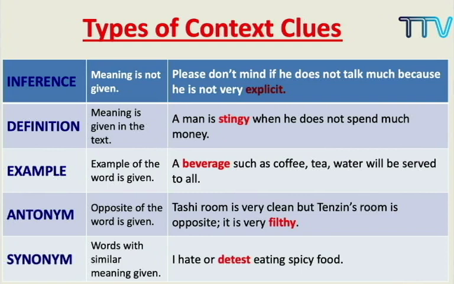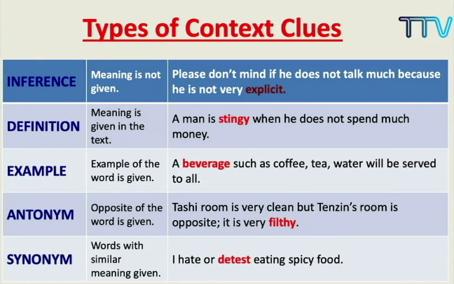Tashi's room is very clean, but Tenzin's room is opposite. Clean and opposite. It is very filthy. Now you will get some idea. Opposite means clean. So even if you don't know filthy, it is the opposite of clean. So it may be very dirty, messy, all these things. So here the context clue used is opposite.